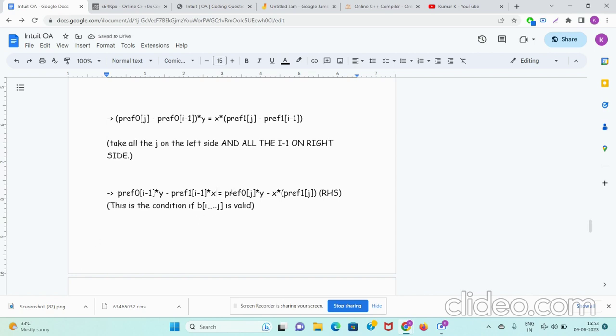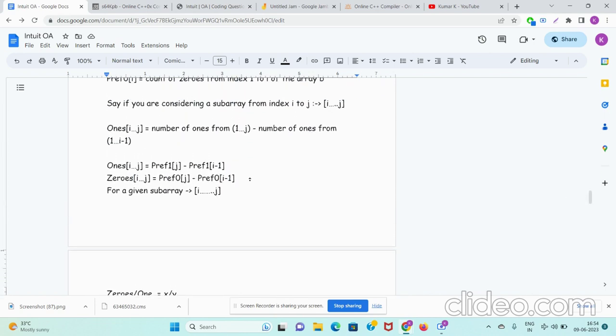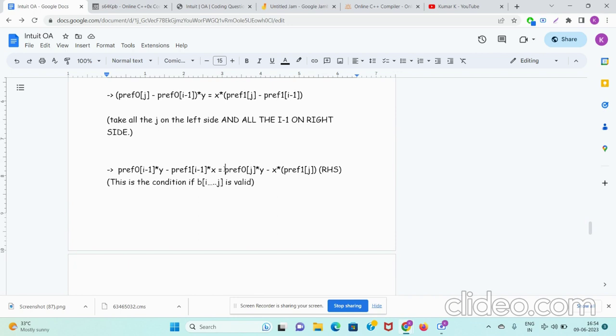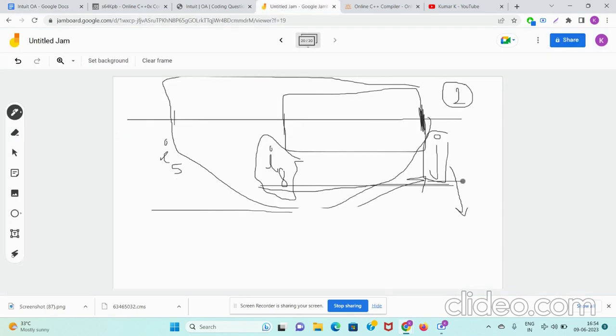So what is the RHS? RHS is very easy. You only need to calculate pref 0 j, which has already been calculated. We will make the pref 0 and pref 1 arrays before the main algorithm starts, so you don't need to calculate, you know the value. So calculating pref 0 j into y minus x into pref 1 j will only take O of one time. Y and x are given in the question, and pref 1 j is already known. So you calculate the RHS.